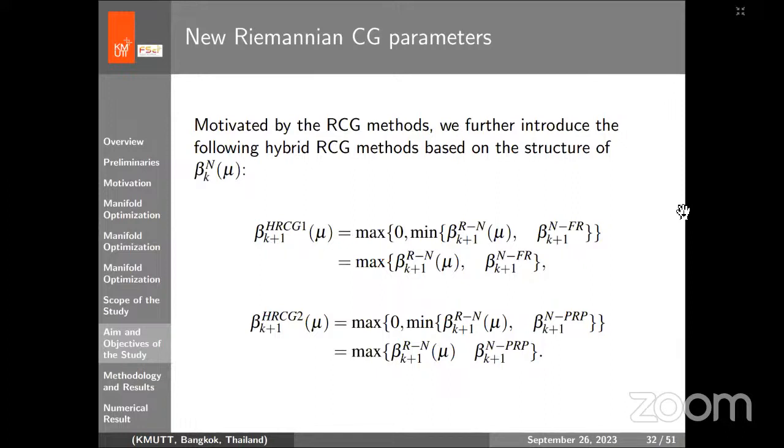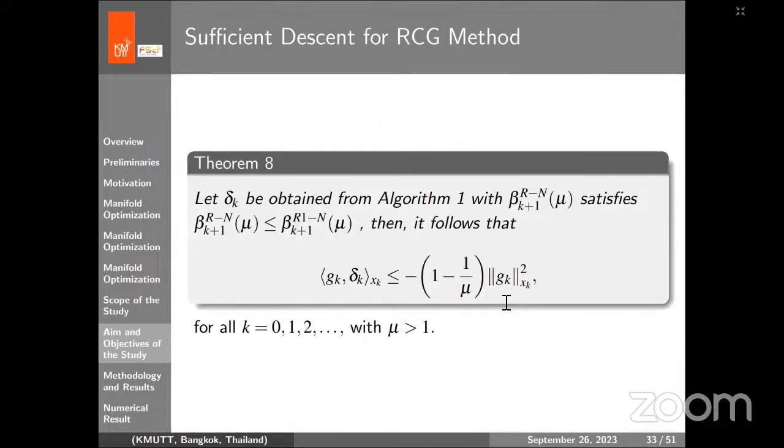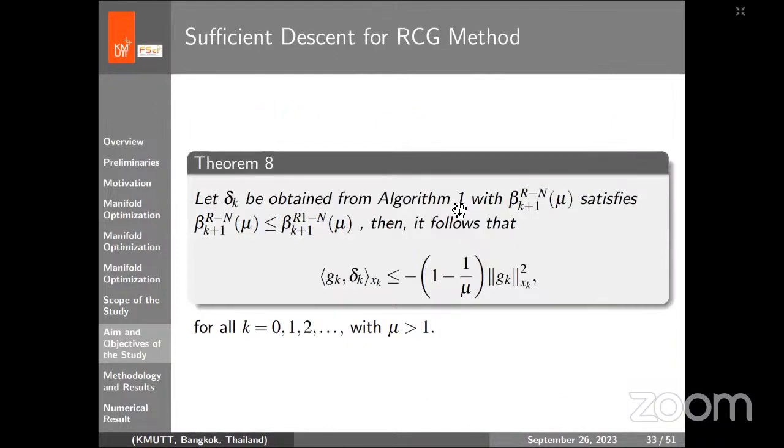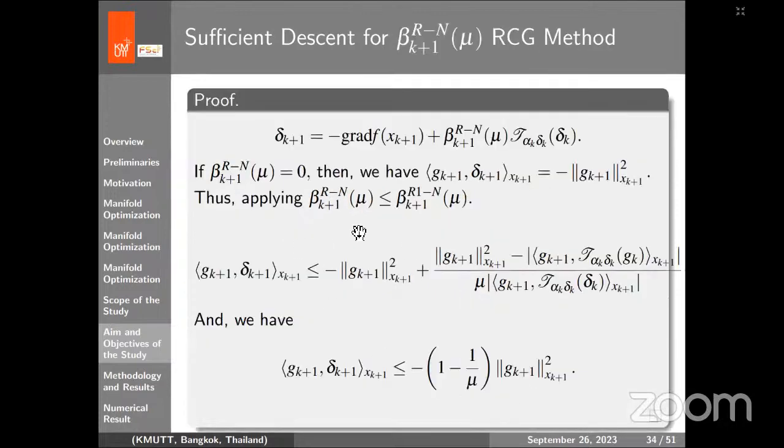So based on that, we come up with two important hybrid parameters, HRCG1 and HRCG2, which are defined as given there. In order to show the sufficient descent of our beta k r mu, we need it to satisfy this condition. That is, we need the parameter to satisfy this first definition of our beta k in the Riemannian setting. Based on this inequality, we now show the sufficient descent condition of our method without line search generalization, with the assumption that mu here is greater than one. So this is how it's shown.